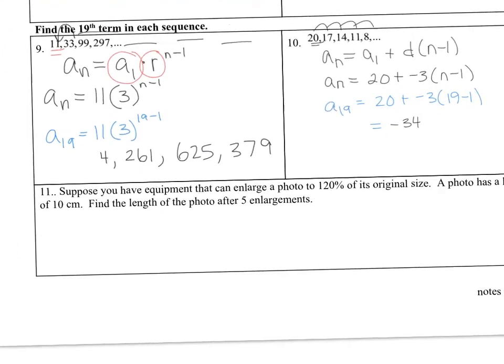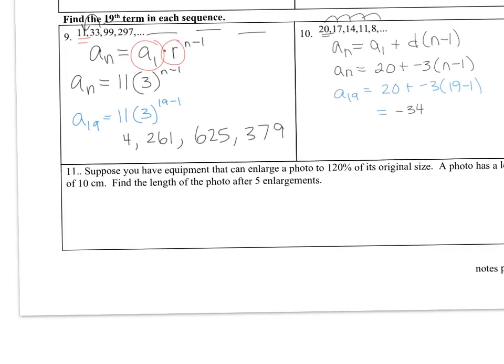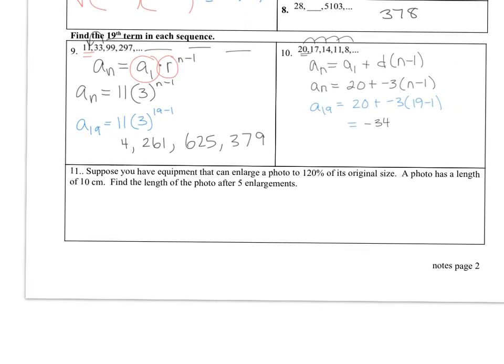Okay, number 11. Suppose you have equipment that can enlarge a photo to 120% of its original size. A photo has a length of 10 centimeters. Find the length of the photo after 5 enlargements. This 120% represents r. You're not going to just do r as 120. Remember, 120% basically means to multiply by 1.2. So you have your r, and a percent automatically means geometric. And you have your a sub 1.